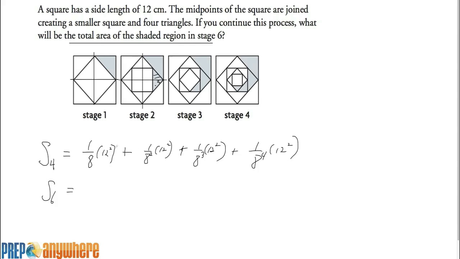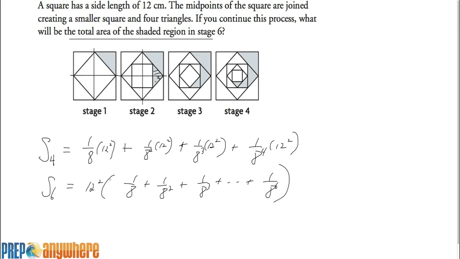So we can actually factor out the 12 squared, and we get 1/8, 1/8 squared, 1/8 cubed, all the way up to 1/8 to the power of 6. Okay, so this question was given in a geometric sequence section. Each of these is a term in a geometric sequence, but we're adding up the first 6 terms, and this is called a geometric series.